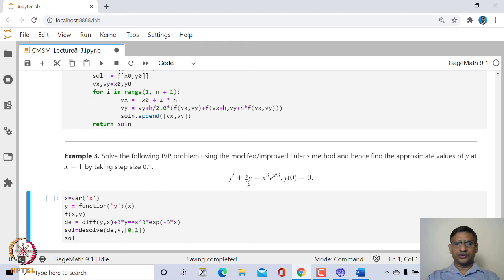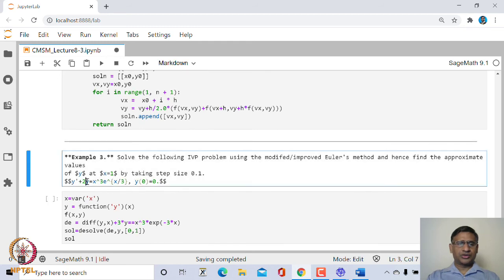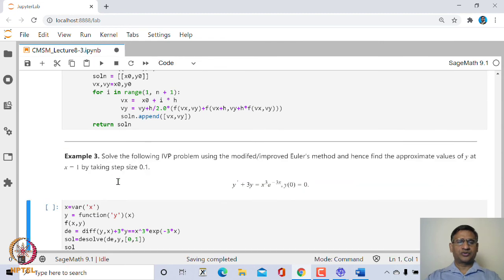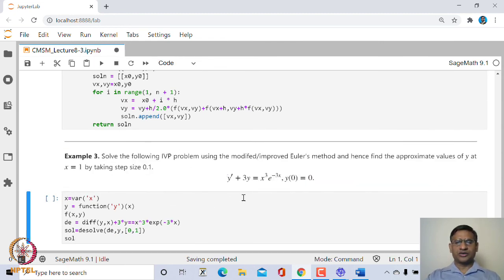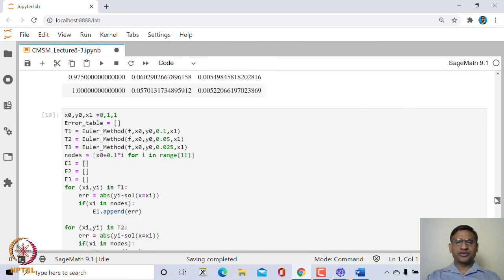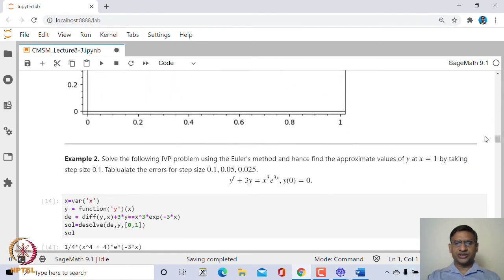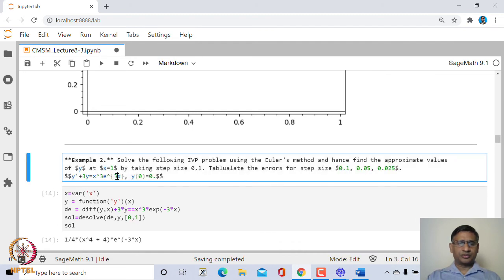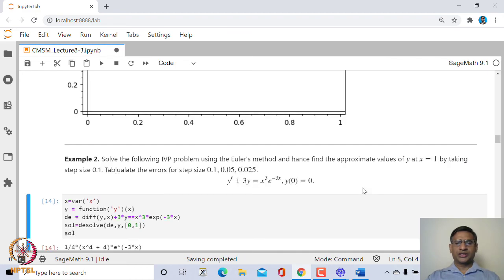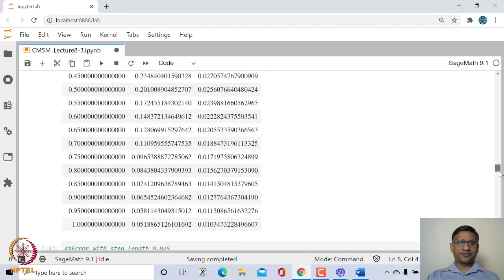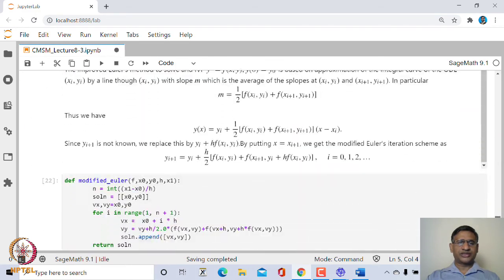So again I should change this to 3y and here to minus 3x. So that is the differential equation. In the previous case also I had made the appropriate change. Okay, this was actually minus 3x. It should be minus 3x. Yeah, right. So let us come back to this next example.